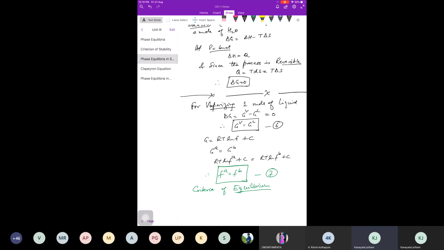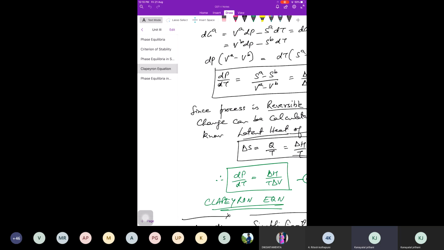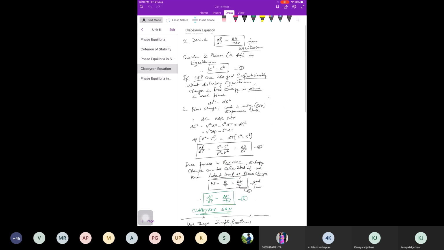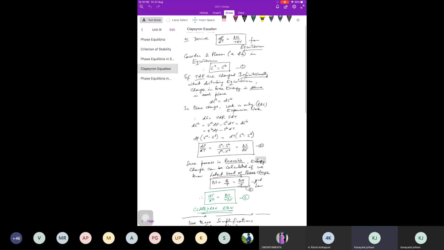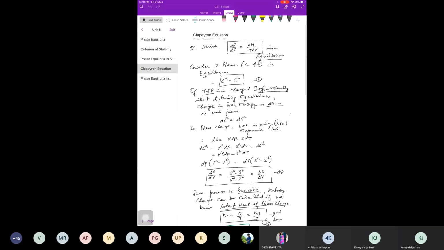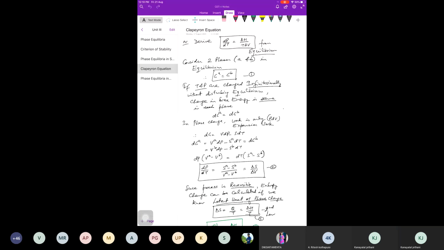Okay, so if there are no questions, then we'll go to the next part. Clapeyron equation. And then we'll go to multi-component systems. So Clapeyron equation exam में आता है बहुत बार.